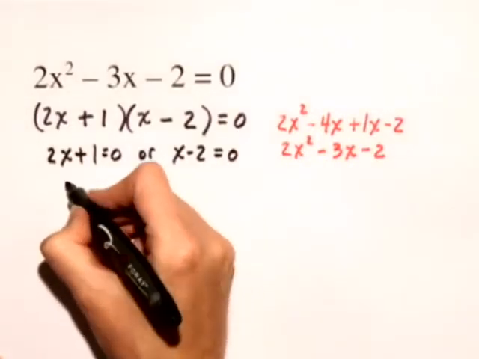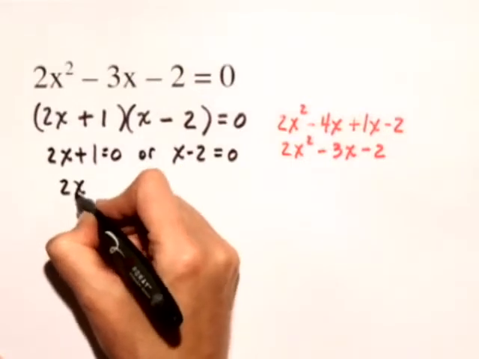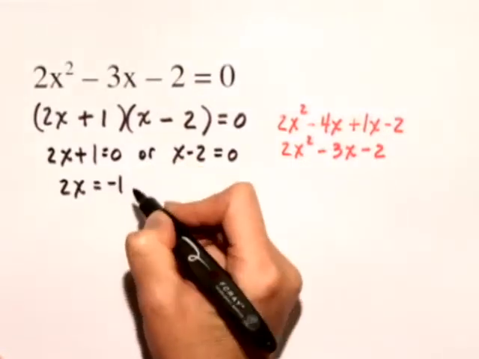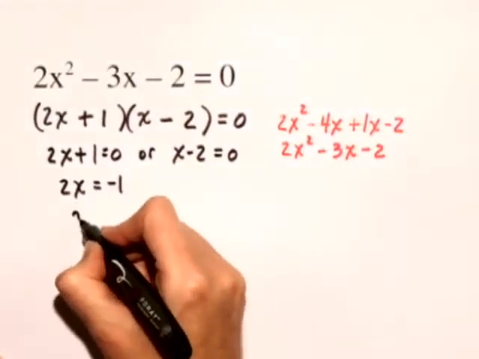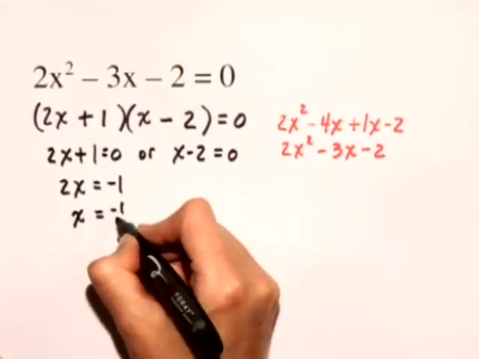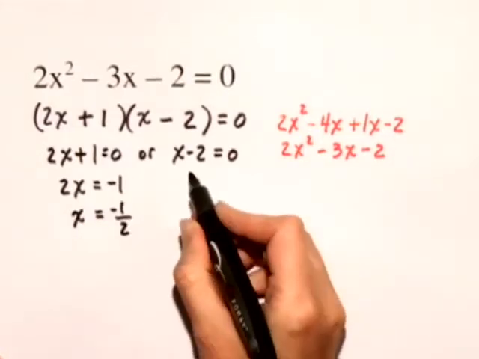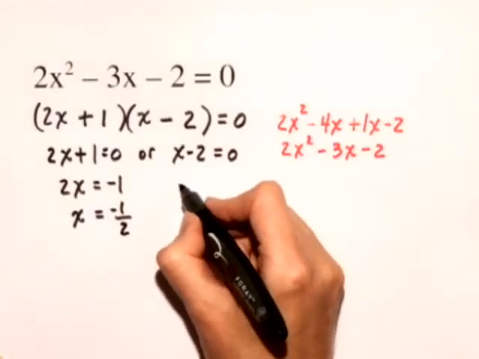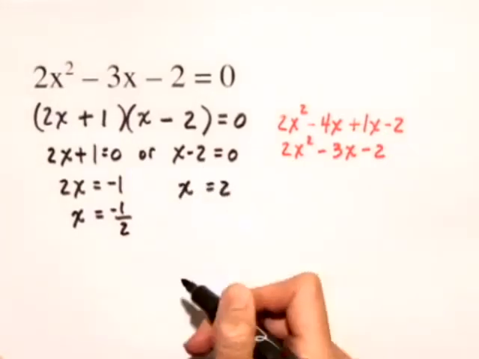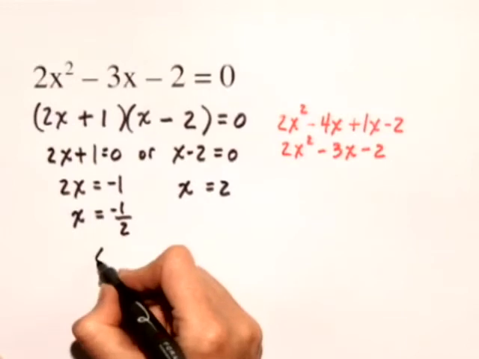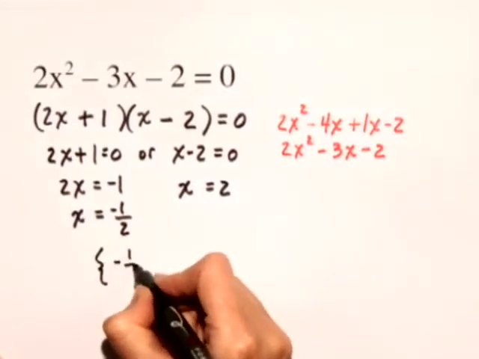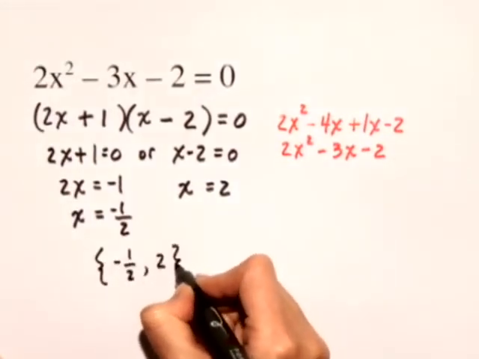On the first equation, we subtract 1 from both sides, and we get 2x is equal to negative 1. We divide both sides by 2, and we get x is equal to negative 1/2. For our second equation, we add 2 to both sides, and we get x is equal to 2. So our solution set is negative 1/2, 2.